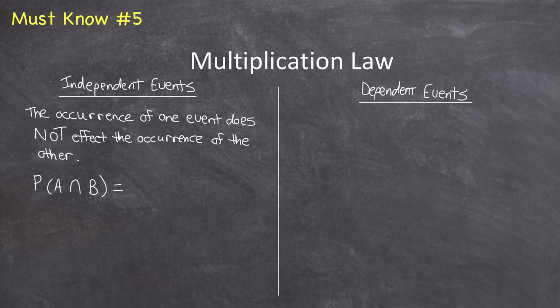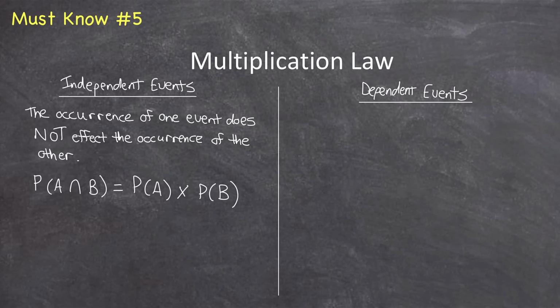If the events are independent of each other, meaning the occurrence of event A does not affect the occurrence of event B, then I can calculate the probability of the two of them happening in sequence just by doing the probability of event A happening and then multiplying that by the probability that event B happens.